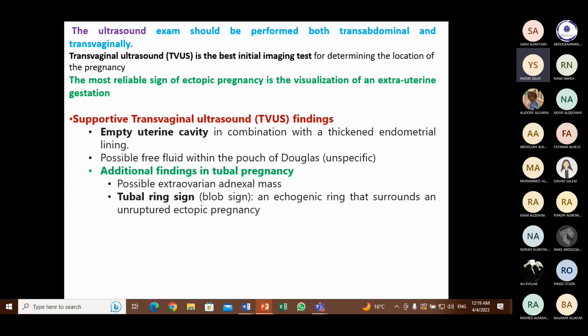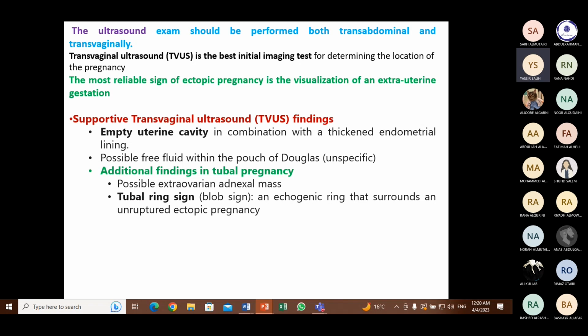First, when the patient is suspected, we do laboratory quantitative HCG, to see whether the hormone is rising, whether HCG is positive or not. Then we do ultrasound. An ultrasound exam should be performed for any patient with suspected ectopic pregnancy, especially transvaginal. You can do both, but transvaginal is more sensitive. It is the best initial imaging test for assessment or exclusion of ectopic pregnancy.